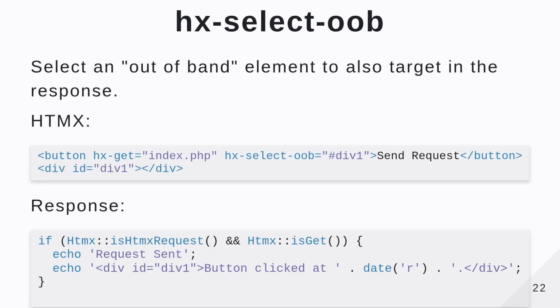Out of band is also kind of an interesting mechanism. So out of band is like a concept of it's not necessarily connected to the thing that the user is interacting with at the moment. But what we're going to do here is two things. We're doing request sent gets replaced with send request, so the text of the button gets changed. And a secondary action is that we pick up the ID of div1 and we're putting it into the div1 with that ID there. So we're actually doing two things on the page there.